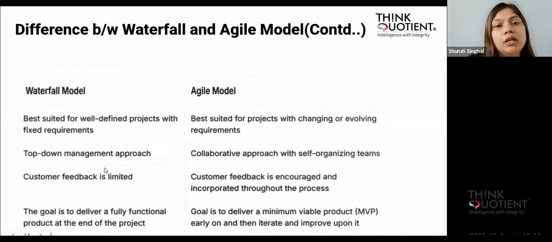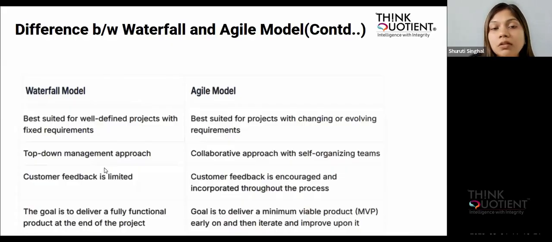Again, the waterfall model is a top-down approach, whereas the agile model is a collaborative approach. All the developers, testers, and everybody collaborate and work together. In waterfall, we have the developer, then the tester, then the client, and that's how it goes on, so customer feedback is very limited. Here we encourage the customer to give us feedback, and accordingly we can incorporate it in the process.